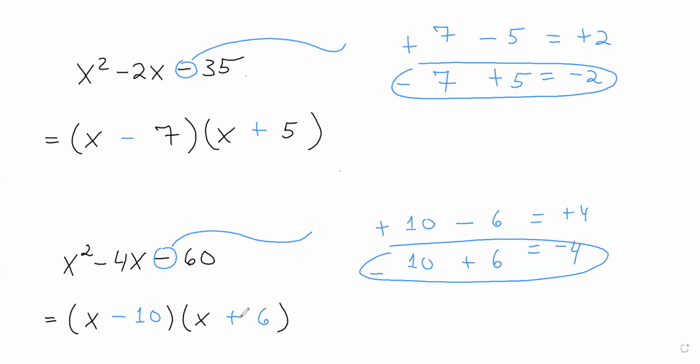So that's two negatives. Now, the signs could alternate in the given problem. So let's look at more examples. What if you had something along the lines of x squared plus 10x, and then minus 24?